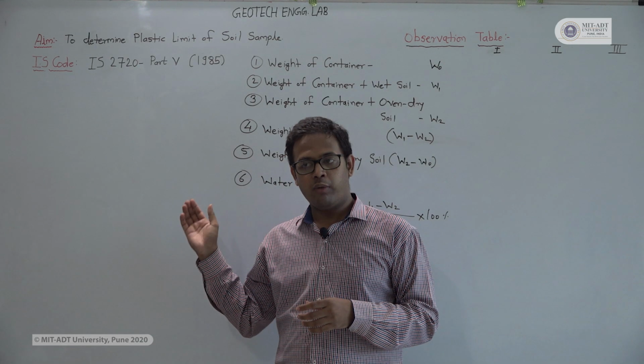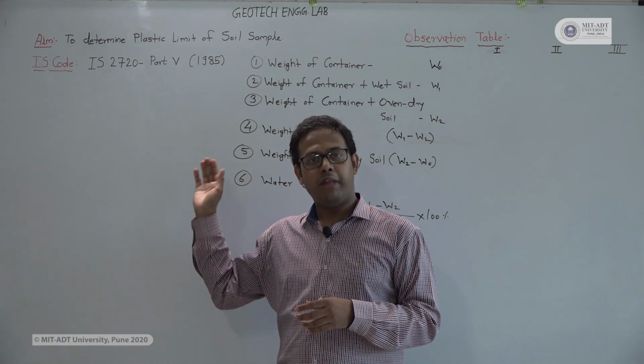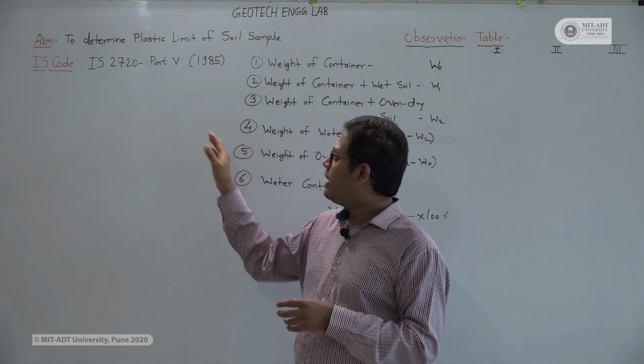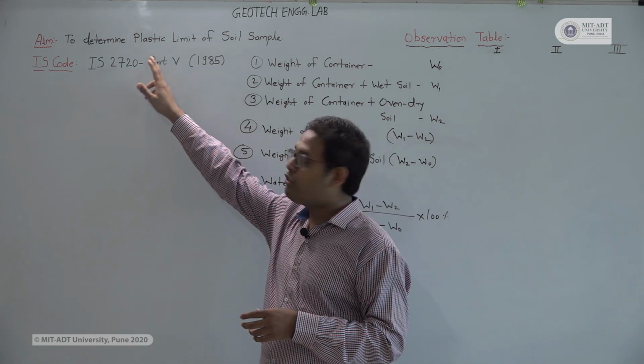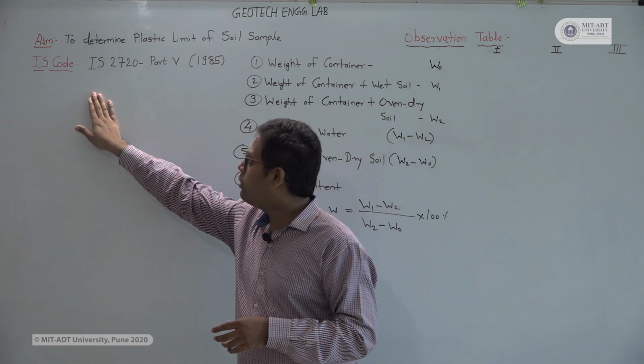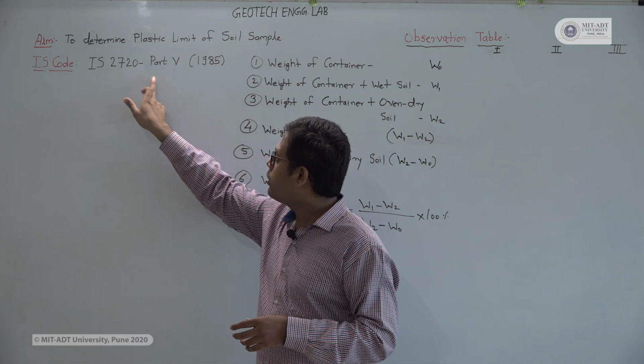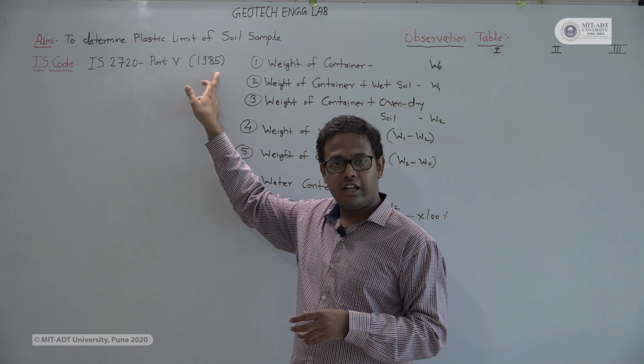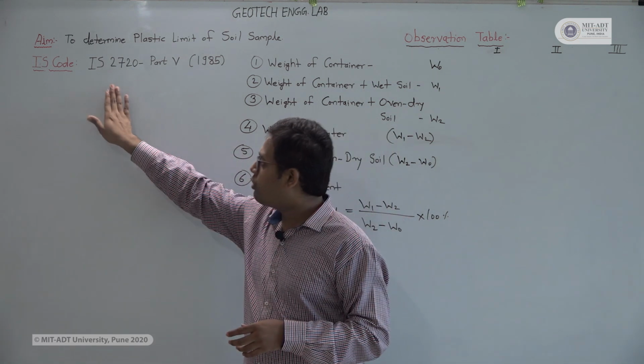Today we are going to perform the practical, that is the plastic limit test. The aim of this experiment is to determine the plastic limit of the soil sample. The IS code for this test is IS 2720 Part 5, 1985, reaffirmed. So this is the IS code that has been used.